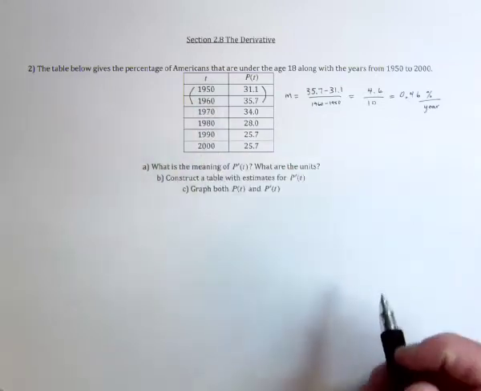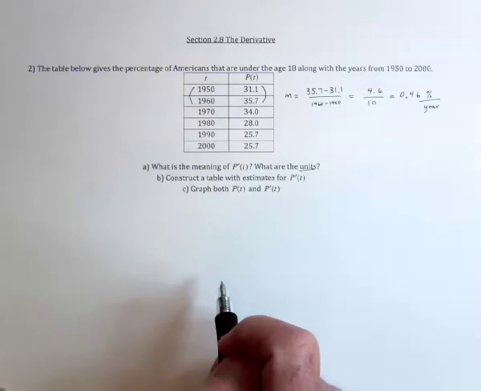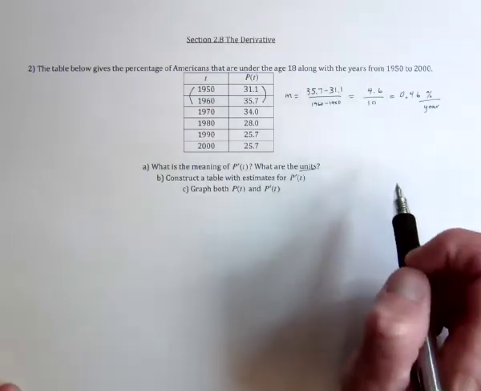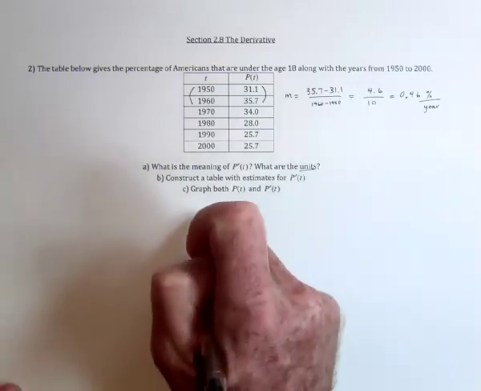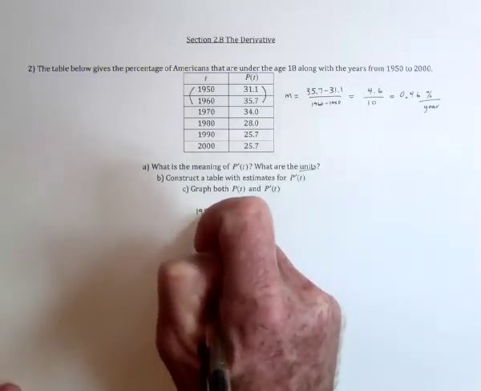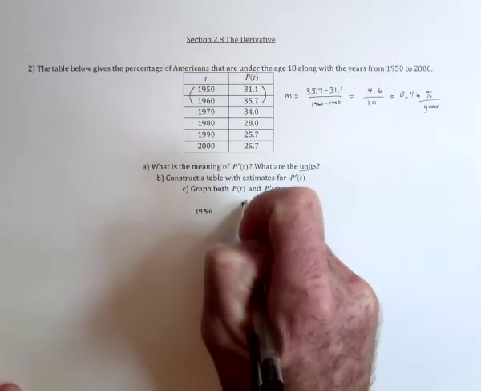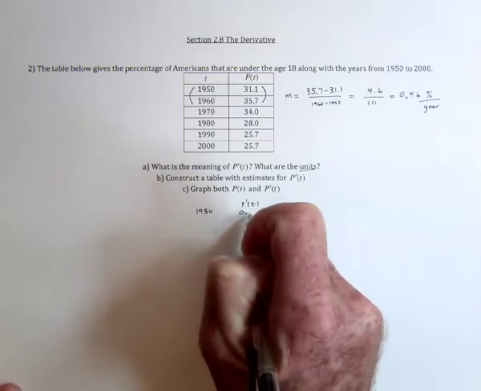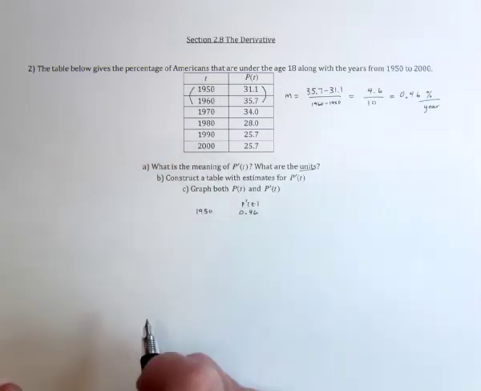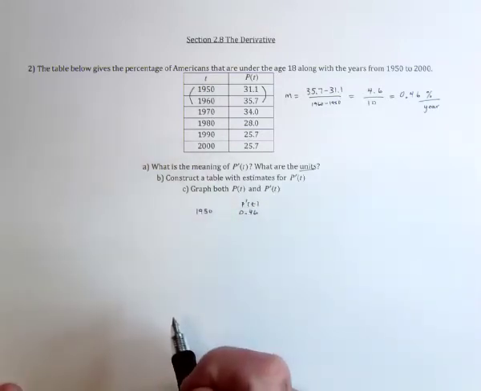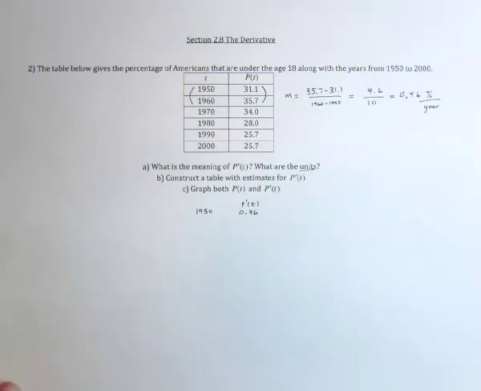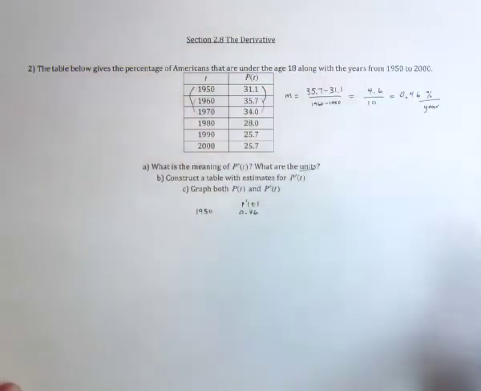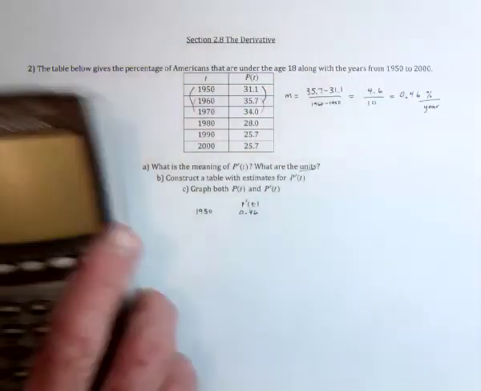And so next, the units, we've got that. Construct a table. So this was the first one, 0.46. Now we would need to do that all along the way. So in the 1950s, the P prime was an average growth of 0.46% per year. Now do the 1960s.